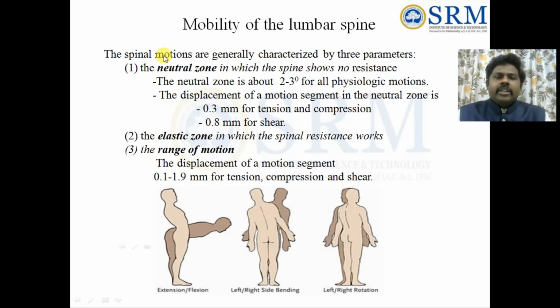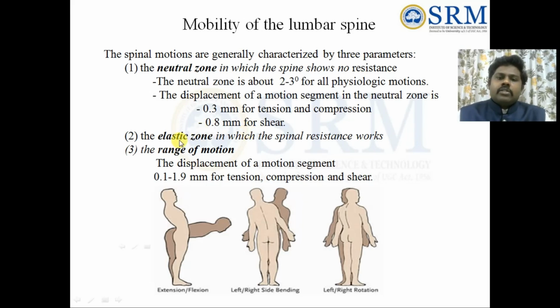Now the spine motions are characterized with respect to the neutral zone. What is the neutral zone? It means the region where there is no resistance. The neutral zone is the rest position. It will not go either for flexion nor for compression. In between that range is called the neutral zone. The displacement in the neutral zone may be 0.3 mm for tension and compression and 0.8 mm for shear.